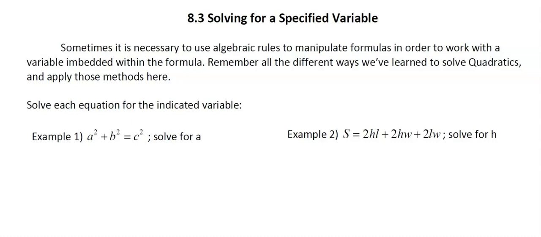So on this first example, it says to solve each equation for the indicated variable. In the first example, we've got a squared plus b squared equals c squared, and we're going to solve for a. You may recognize this as being the Pythagorean theorem.